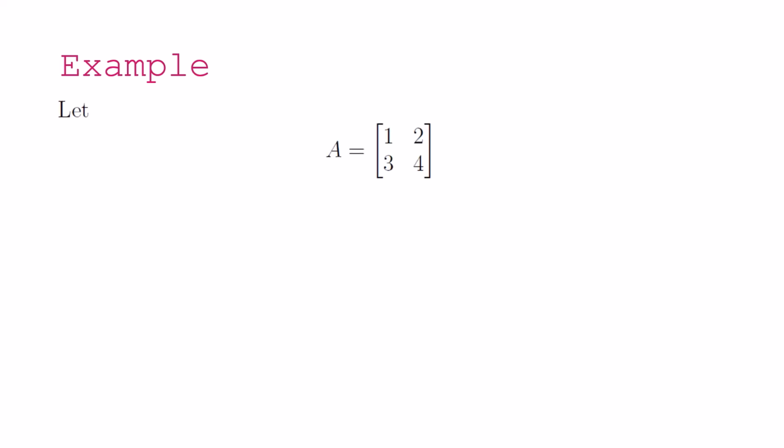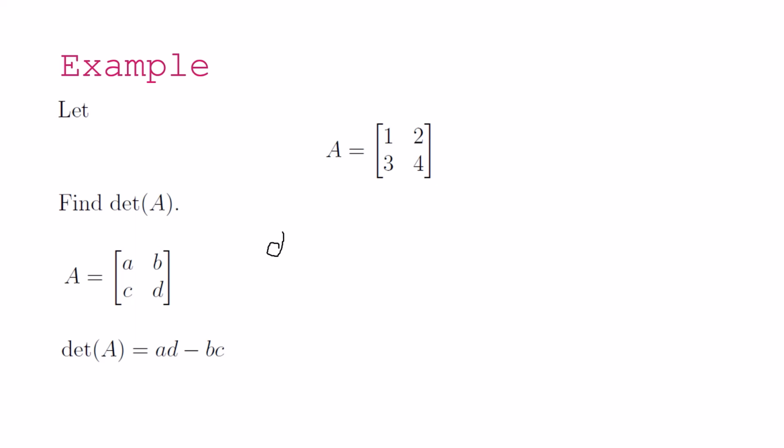Now let's go over an example of computing the determinant of a 2 by 2 matrix. Suppose we have a matrix A that has entries 1, 2, 3, 4, and we want to find its determinant. Remember that the formula for finding the determinant of a 2 by 2 matrix with entries A, B, C, D is just given by AD minus BC. So let's plug the entries inside of our given matrix A into this formula.